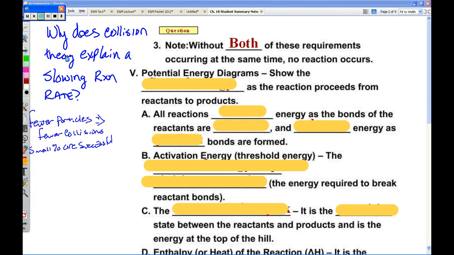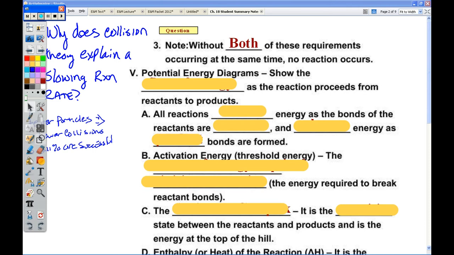Okay, so as we started decreasing our number of particles that were available to make the right collisions, that means there are fewer collisions, which leads to a smaller percentage of them that are going to be successful.